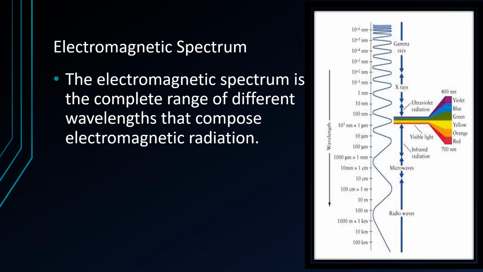So the electromagnetic spectrum is a complete range of different wavelengths that compose electromagnetic radiation. And this ranges from things like radio waves, microwaves, to the visible light that we see, as well as more powerful waves such as ultraviolet, X-ray, or gamma rays. Now, these are only really differentiated by their wavelengths, and that's going to increase their power or decrease it.